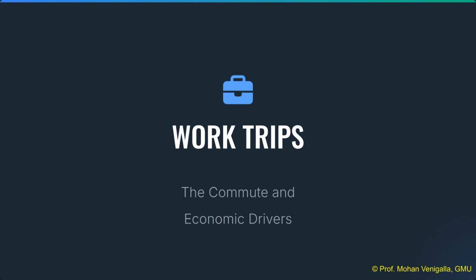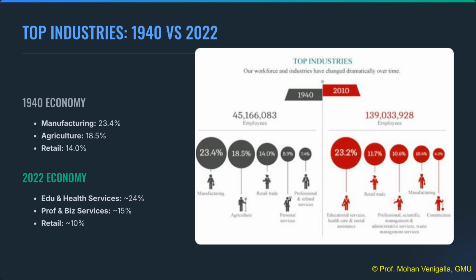Let's shift to work trips, the traditional focus of planning. The economy itself, the types of jobs people hold, is the primary driver, shaping where and when people travel. This is where we see major modern changes. The economy has completely transformed. In 1940, people traveled to manufacturing and agriculture sites. Today, it's education, health, and professional services. This move from fixed factory sites to diffuse, knowledge-based centers radically changes how and where people commute.